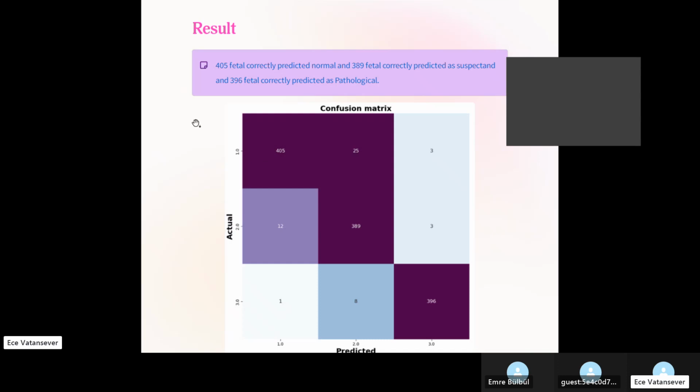And as for the result confusion matrix, it's like this. 405 fetuses were correctly predicted as normal, 389 fetuses were correctly predicted as suspect, and 396 fetuses were correctly predicted as pathological.